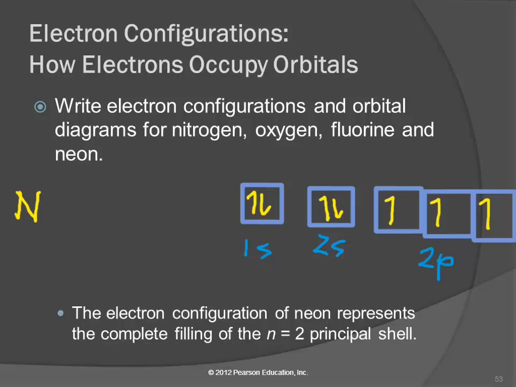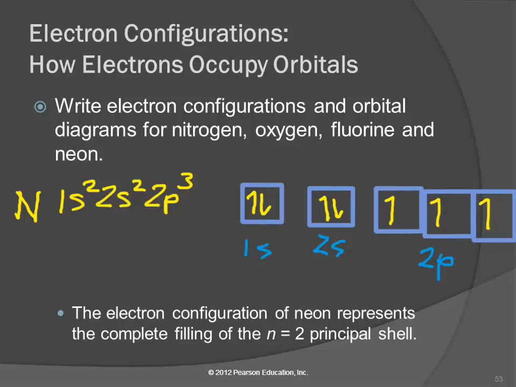How do we write that as an electron configuration? Well, it's just like shorthand saying what's in the boxes. There's 2 electrons in the 1s box. So 1s2, 2s2, and how many electrons in the 2p? 3. That's the electron configuration for nitrogen and the orbital diagram for nitrogen.